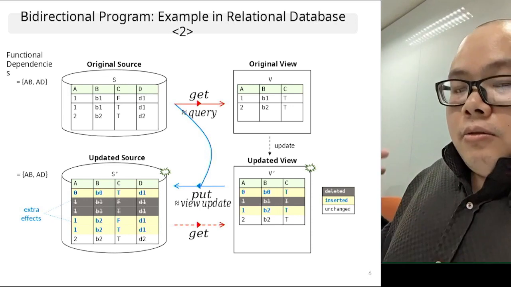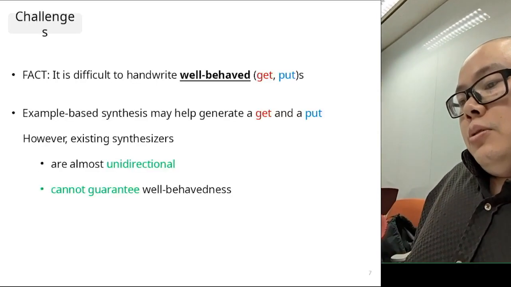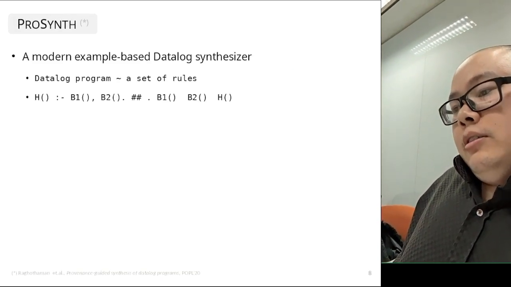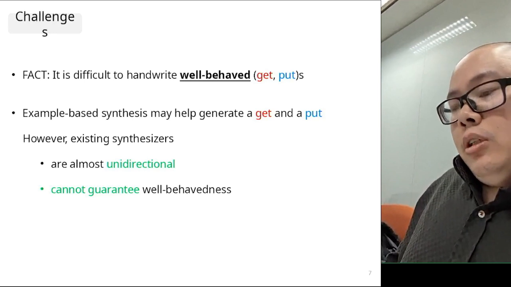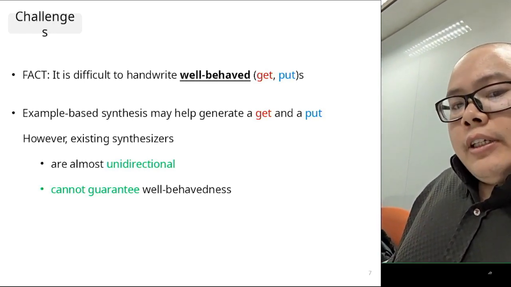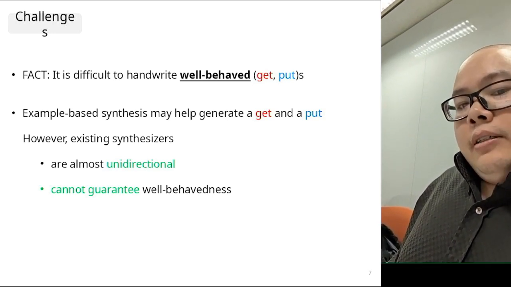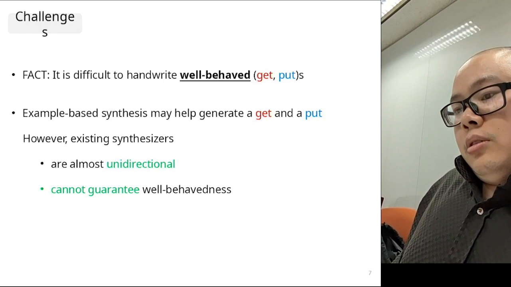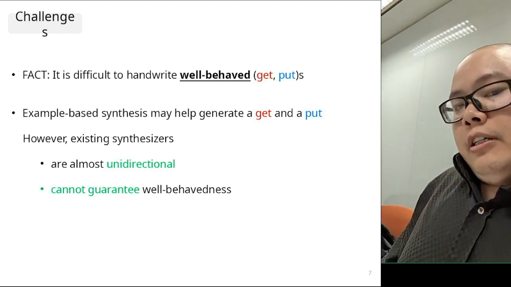Next slide, I would like to talk about the challenge. It is difficult to handwrite a well-behaved bidirectional program, a well-behaved pair of get and put. We are generally familiar with writing a query get, but it is typically hard to write a view update program put, and it becomes more difficult with the functional dependency constraint, which has some effect when we write the view updates.